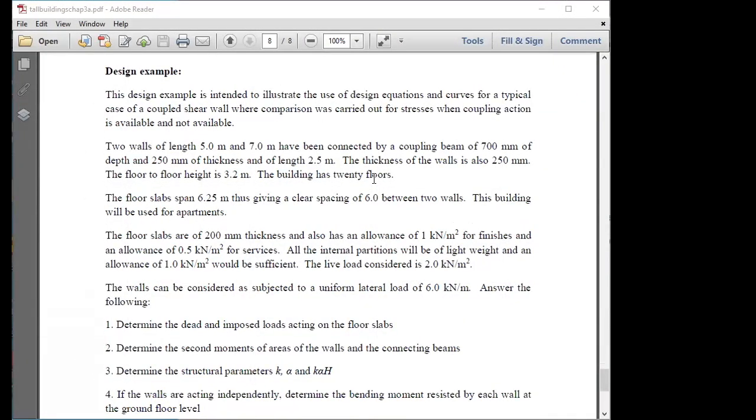The design example. So in this one, we are looking at two walls. One is 5 meters of length. The other one is 7 meters of length.